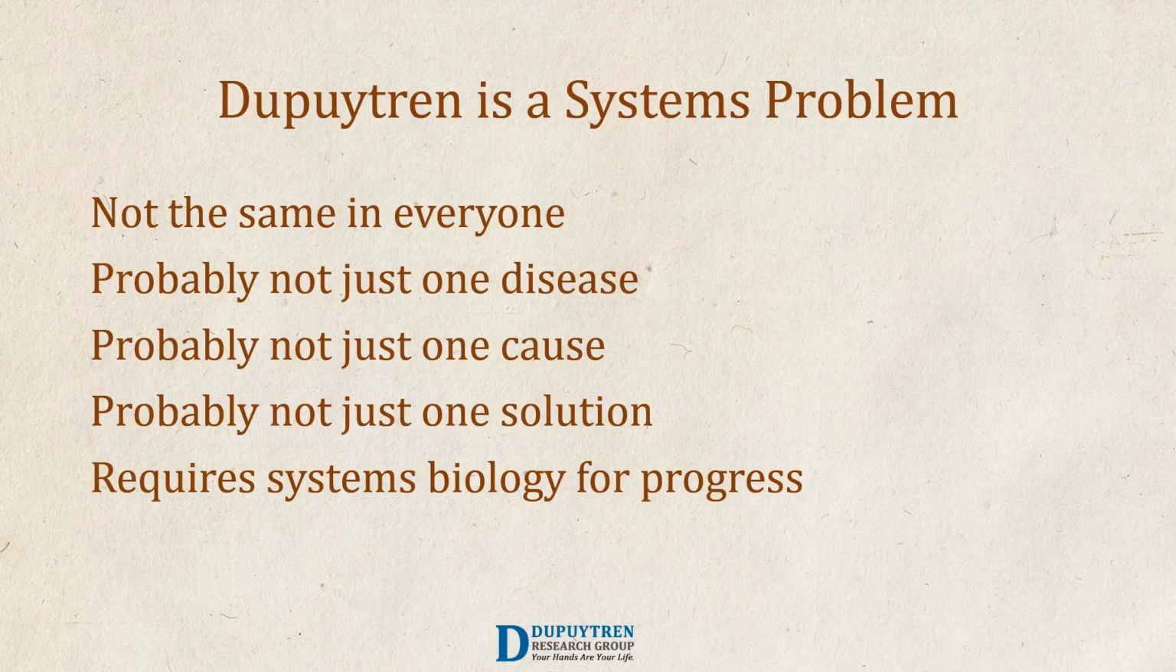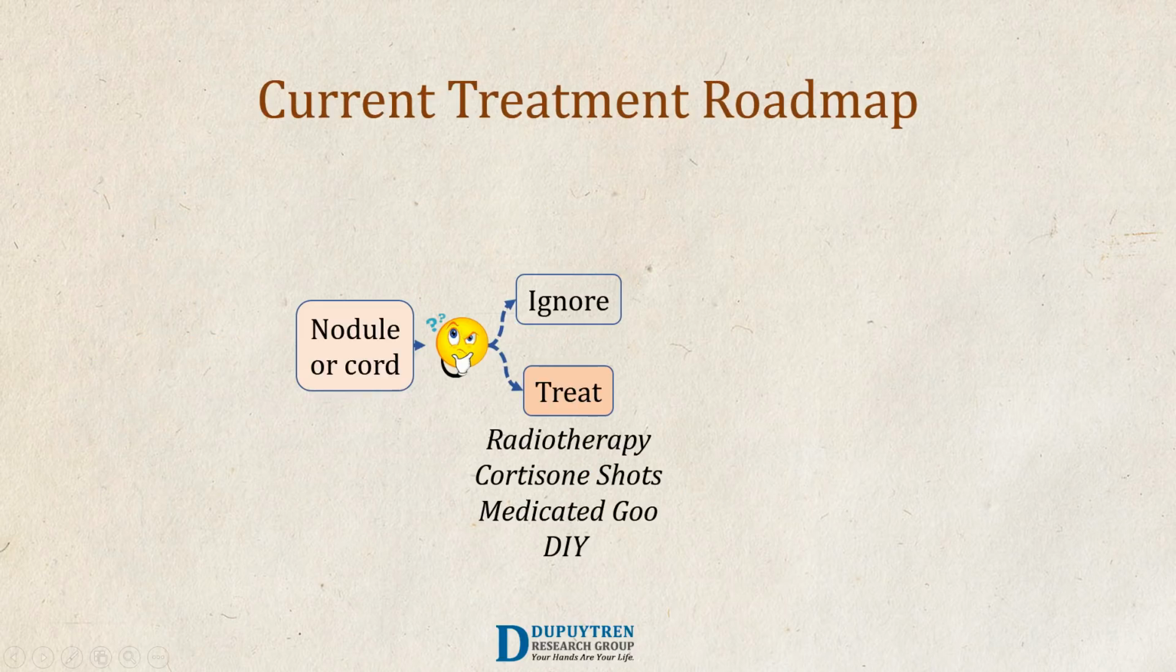It's very likely not just one cause, and there probably is not going to be just one solution. We have to apply current biologic research tools to this old problem. Here's the current way that Dupuytren disease is triaged and treated.